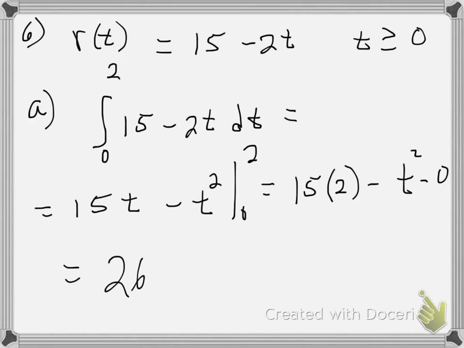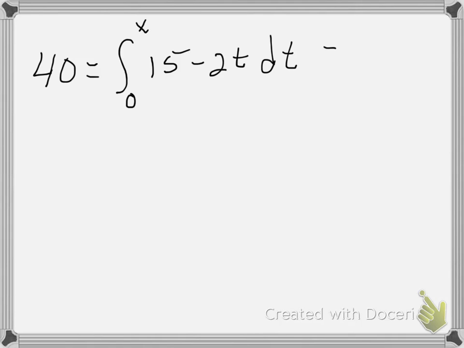So, that's part A. We had 26 gallons draining, flowing out in the first 2 minutes. Now for part B, it asks, how many minutes does it take to drain 40 gallons? Well, that means that 40 is going to equal the integral from 0 to x of 15 minus 2t dt.